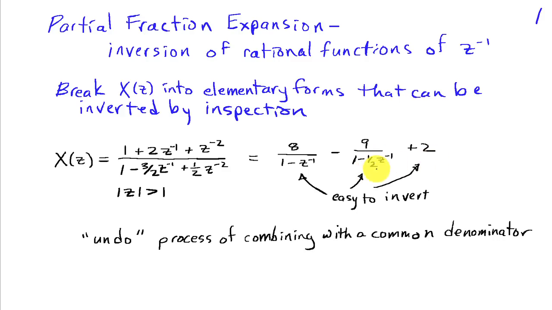So the partial fraction expansion is a process of undoing the combination of terms over a common denominator. Here we have a common denominator on the left, and here we've undone that. We put things over their own individual terms, and that's how we will approach our inversion of Z transforms.